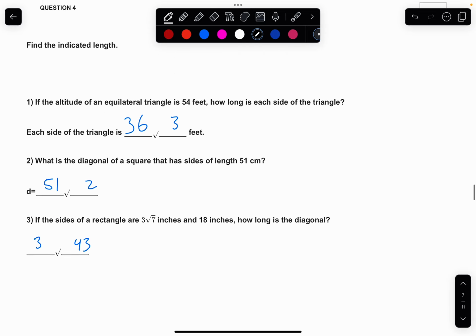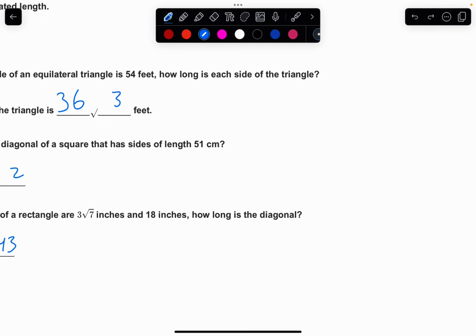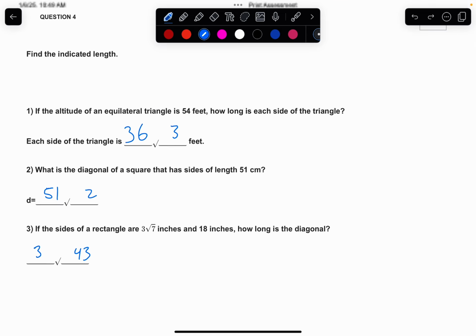All right, there's going to be these kind of questions for sure. Triangle, square, rectangle. You have to know all three situations. Let's start with an equilateral triangle. If I draw an equilateral triangle, let's do it a little bit bigger so we can write in there. I have an equilateral triangle here.